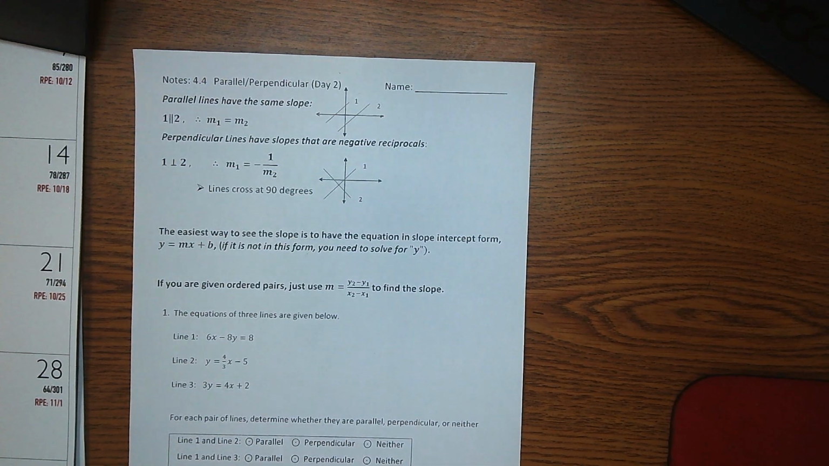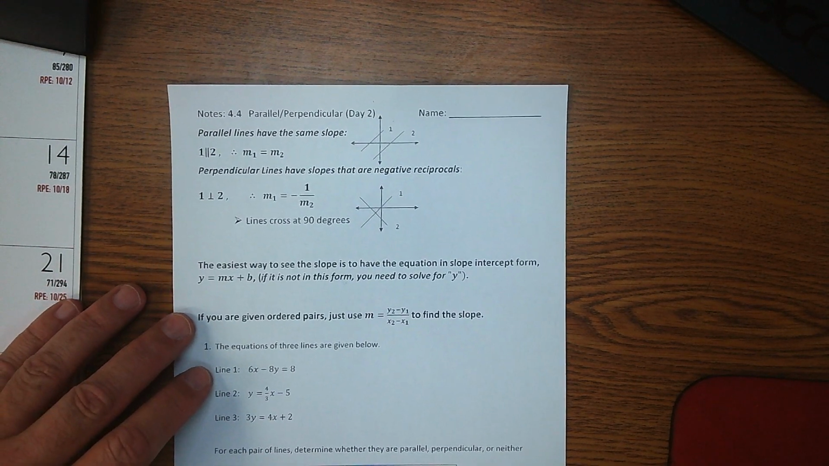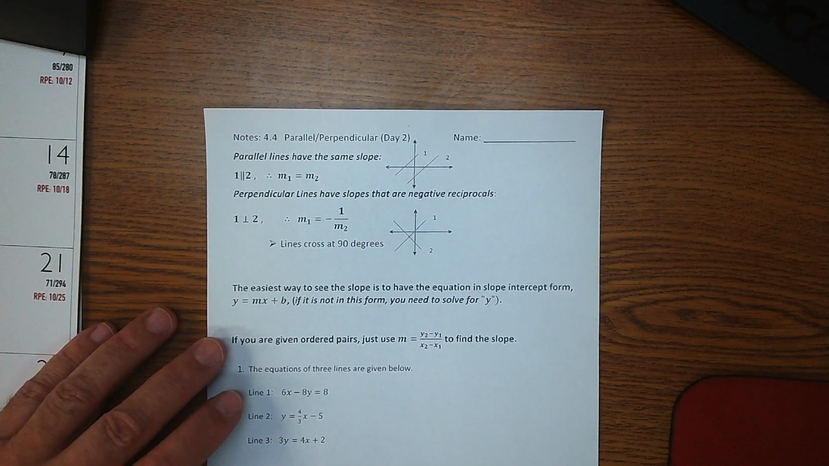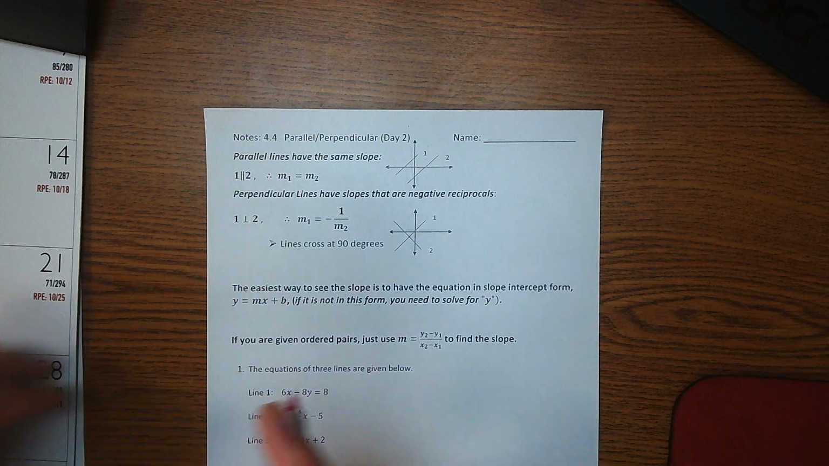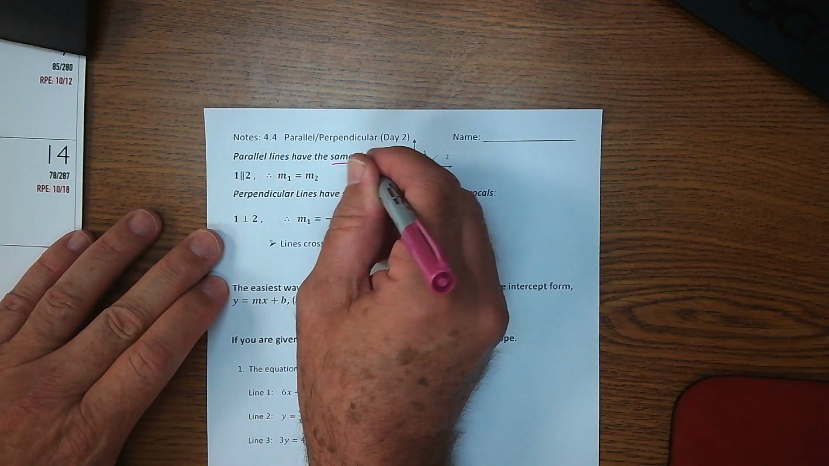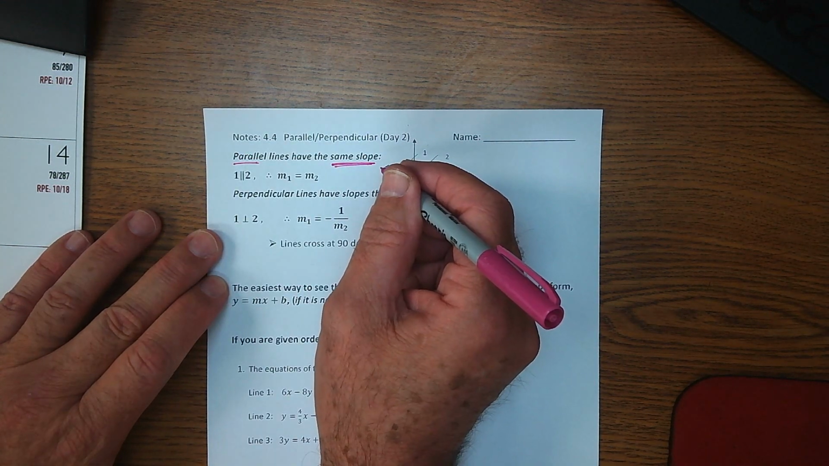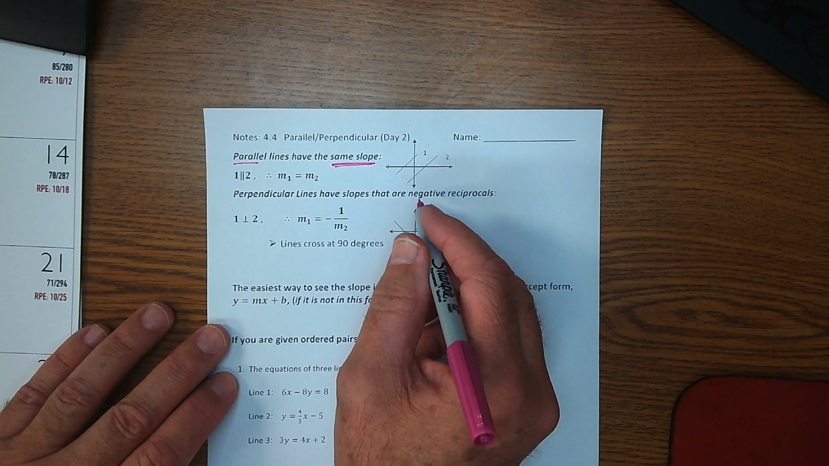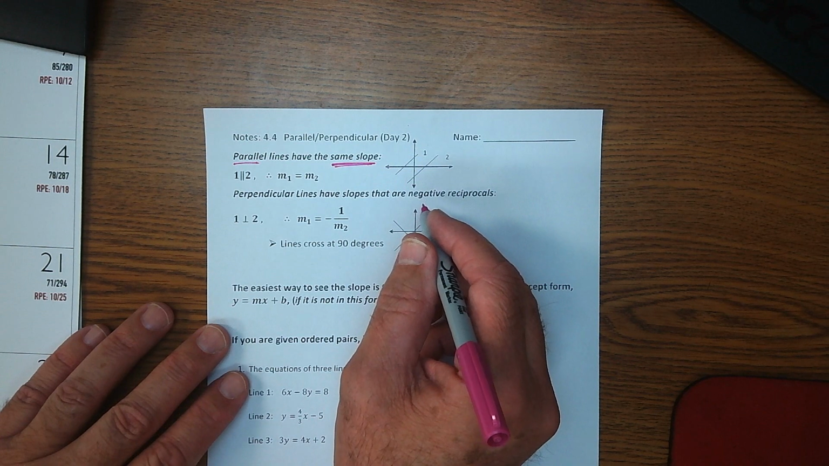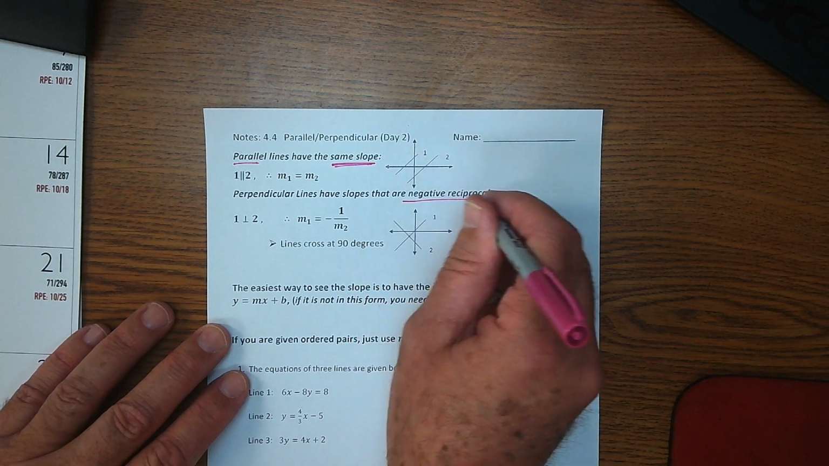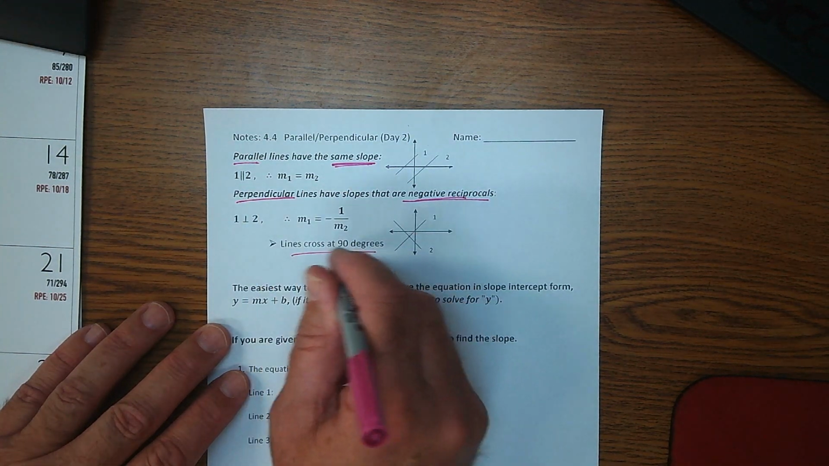I can't stress enough the importance of knowing the difference between these two. Let's highlight these again. If the two lines have the exact same slope, what does that mean? Yeah, they're parallel. If the slopes are the same numbers but upside down and one's negative, they're perpendicular. And what does perpendicular mean? It means the lines are 90 degrees, right?